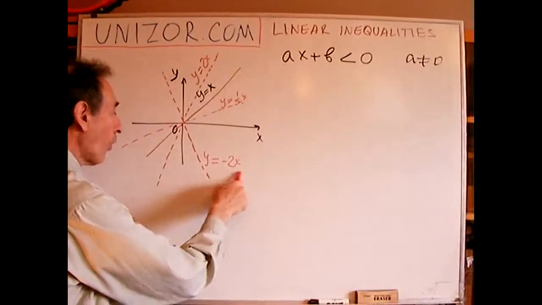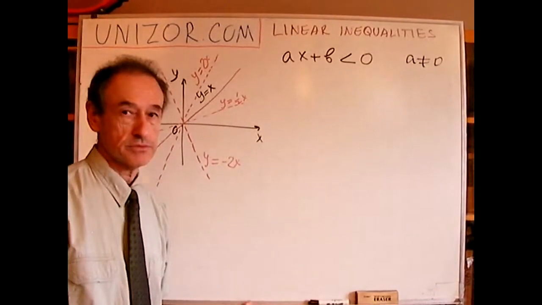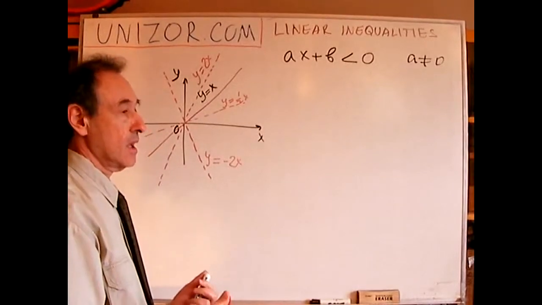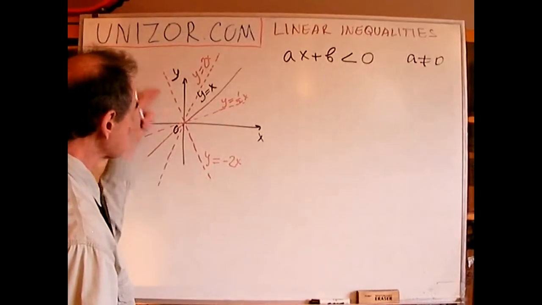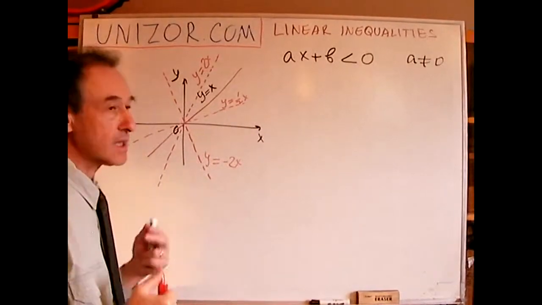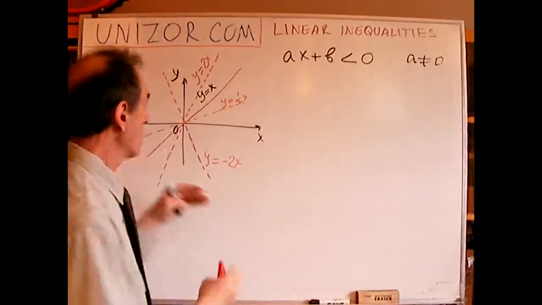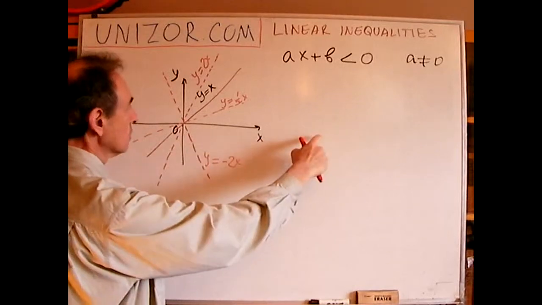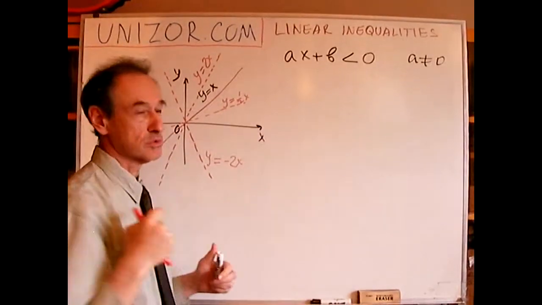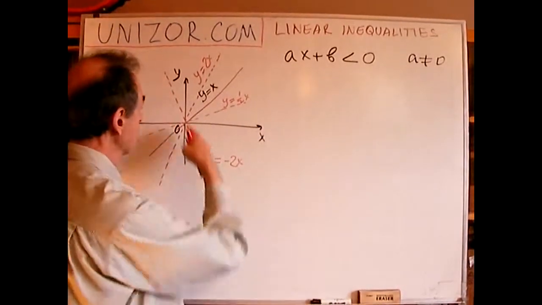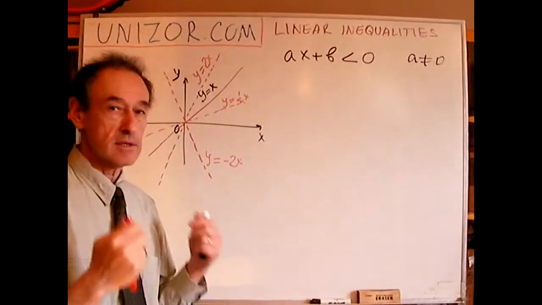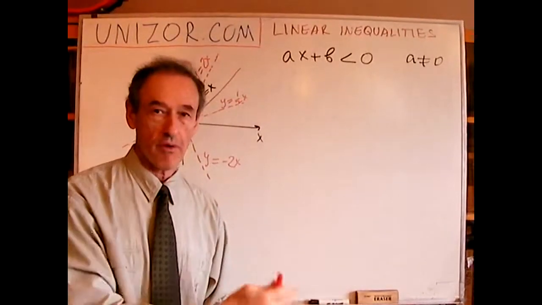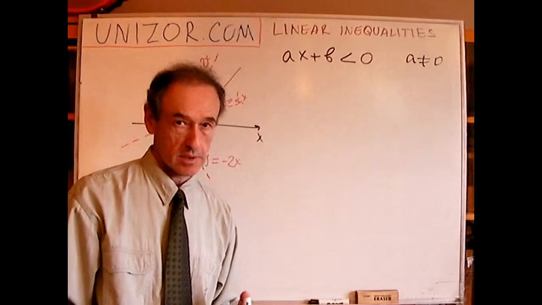And again, for all negative multipliers a, all these graphs with negative multiplier are monotonically decreasing. So as x is increasing from -infinity to +infinity, the y will be decreasing. And this is extremely important for further analysis of this inequality.